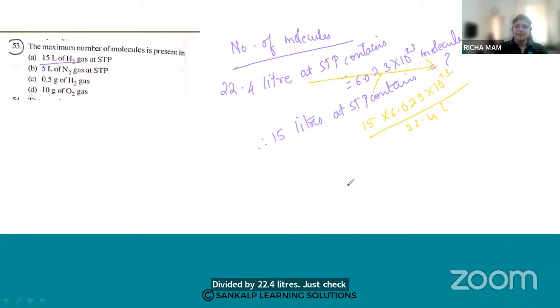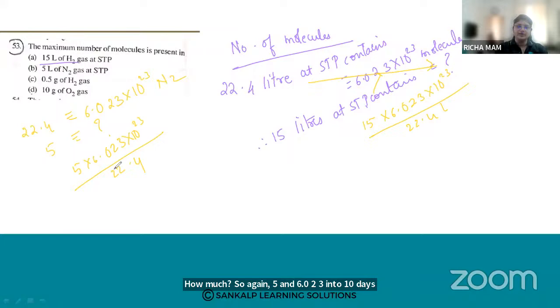Okay. Then second one, again same. So for 22.4 liters at STP, I'll write like this directly. It contains 6.023 into 10 raised to 23 molecules of nitrogen. So for 5 liters, how much? So again, 5 into 6.023 into 10 raised to 23 divided by 22.4 liters. Okay, so this is for B option. This is for A option. Now check for C. So this is for grams.